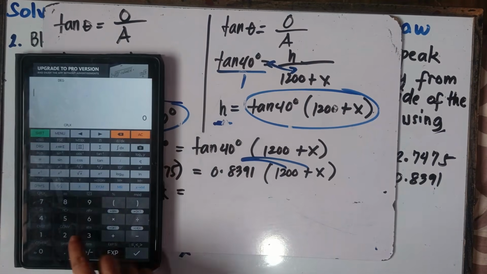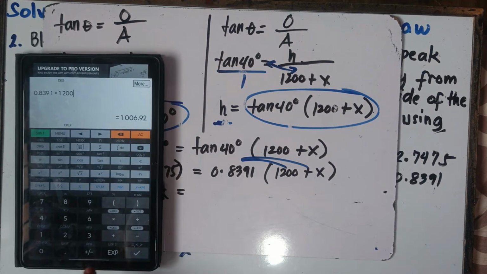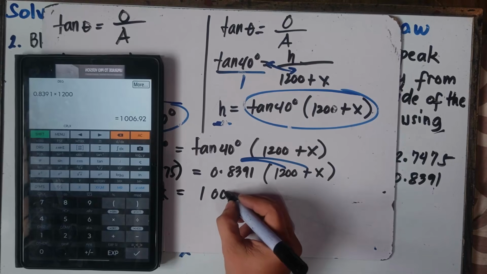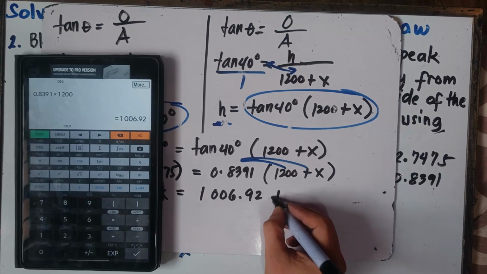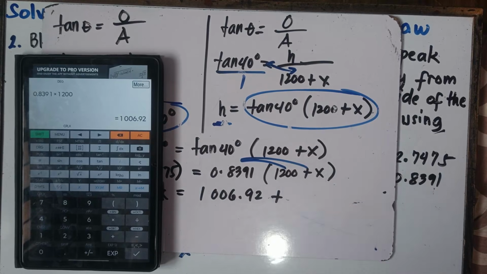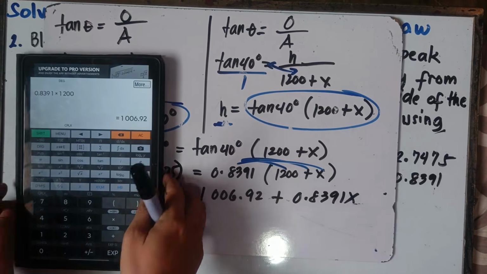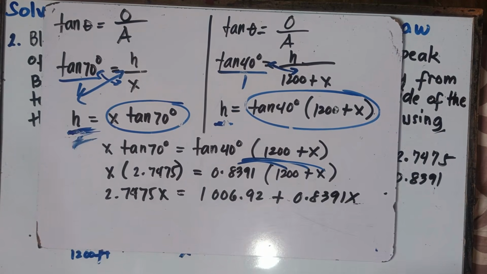So 0.8391 times 1,200, that would be 1,006.92, plus, simply multiply this one, 0.8391 times x, that would be 0.8391x. And then simply transpose this one so that we can combine all x.